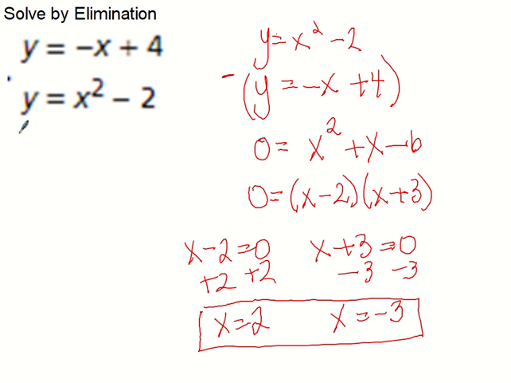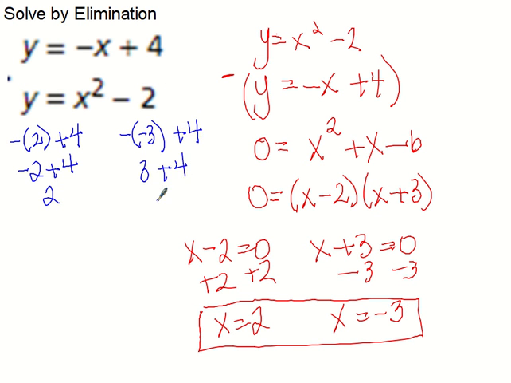So what I'm going to do is go negative, and plug in 2 plus 4. Well, negative 2 plus 4 gets me 2. And then I'm going to do it again with the negative 3. So I'm going to go negative, plug in negative 3. I got to double it, right? Plus 4. That gets me 3 plus 4, and I get 7. And then I would have my points: negative 2, 2, and negative 3, 7.